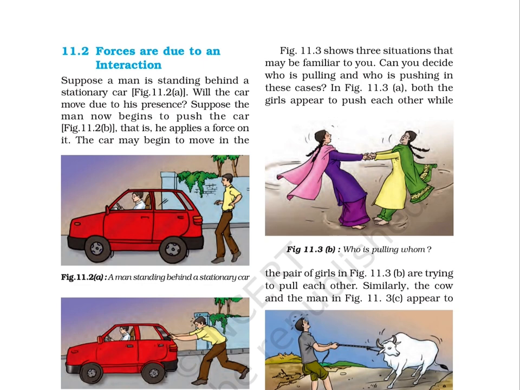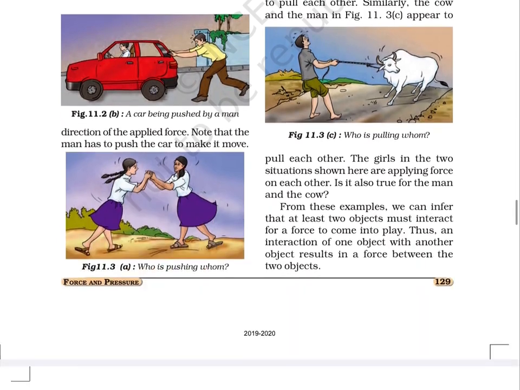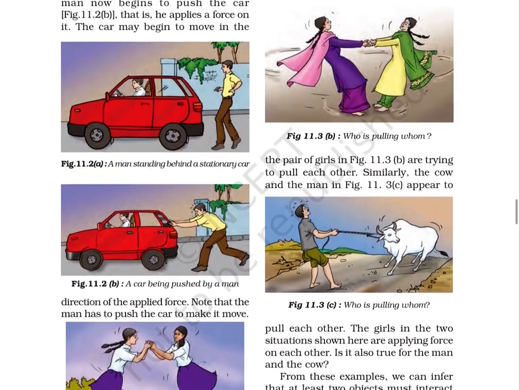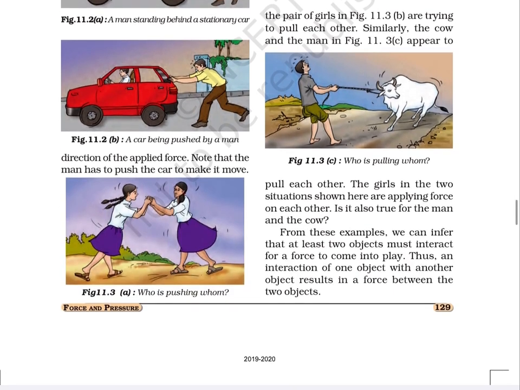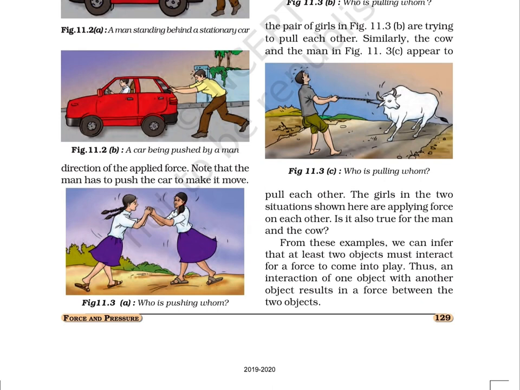In figure 11.3a, both the girls appear to push each other, while the pair of girls in figure 11.3b are trying to pull each other. Figure 11.3b. Who is pulling whom? Similarly, the cow and the man in figure 11.3c appear to pull each other.